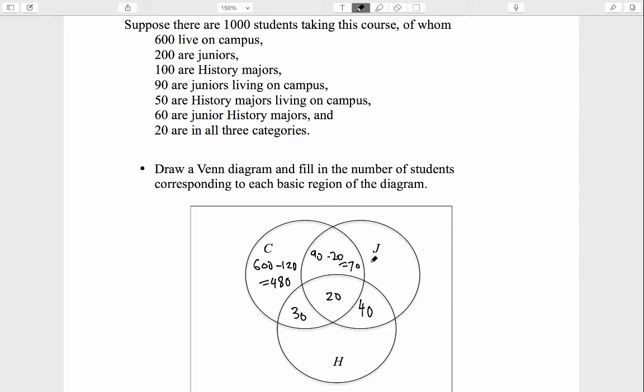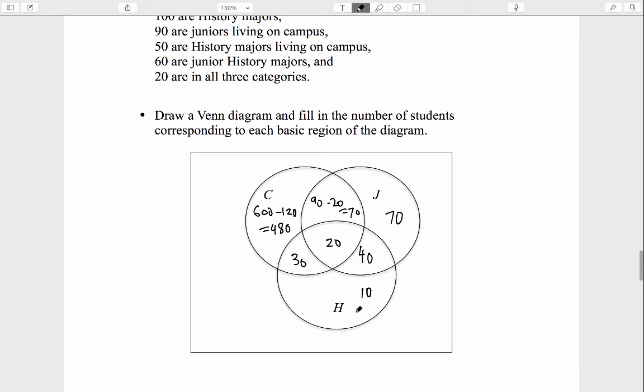history majors. Similarly, there are 200 juniors total. 130 have been accounted for. That leaves 70 juniors who live off campus and are not history majors. There are 100 history majors total, 90 of whom have already been accounted for. That leaves just 10 who are not juniors and are not living on campus.